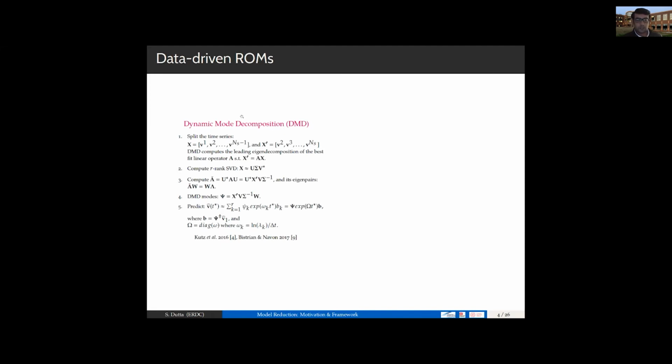If you compute the eigen decomposition of A, using those eigenvalues and eigenvectors, you can compute your DMD modes, which is the reduced order basis for your system. Then using that reduced basis, there are analytical ways to compute your future predictions for your full order solution. This is a very elegant method that has been shown to be very successful for transient problems.